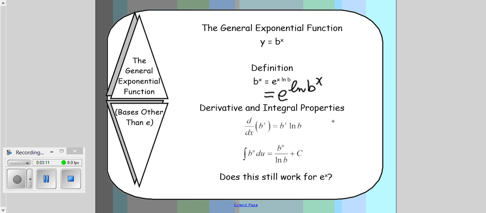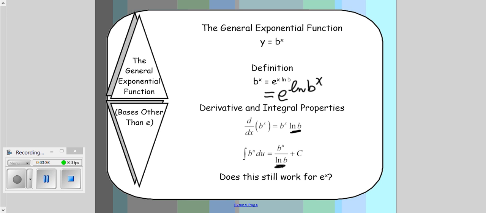Derivative and integral properties on this, if you've got the derivative of b to the x, I hope you remember that that's b to the x natural log b. I think most of you do. And then the integral of b to the u du is b to the u over natural log b, because you've got to offset this that showed up right here. You've got to offset it down here if you're integrating back. And then, of course, plus c.